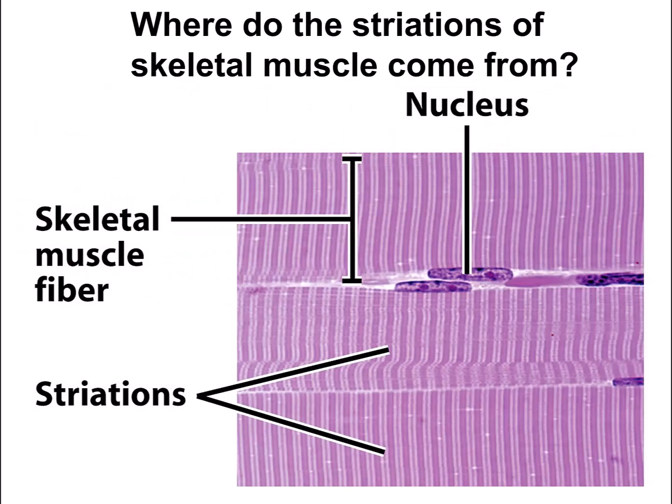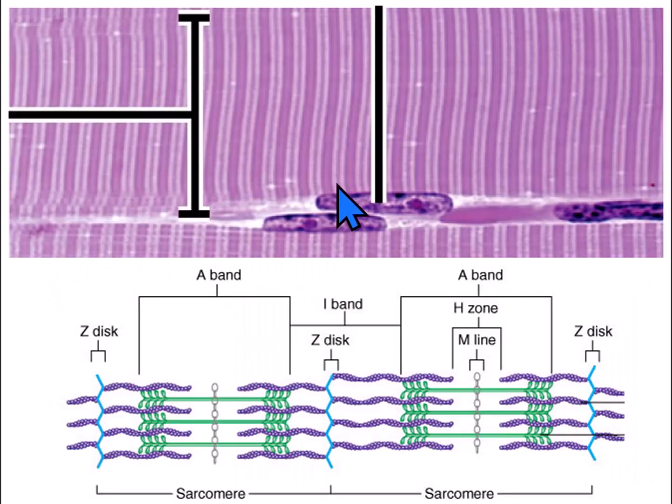So where do those striations come from? Those striations come from the light and dark bands. So the A band, that's this area here. That consists of your thick myofilament and some overlapping of the thin myofilaments. Then there's a space on each side. That space is the I band. And in the center of the I band is the Z disc. This line right here is a Z disc. Over here is the next Z disc. So between these is a sarcomere.